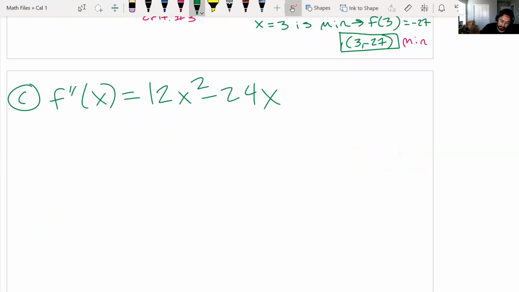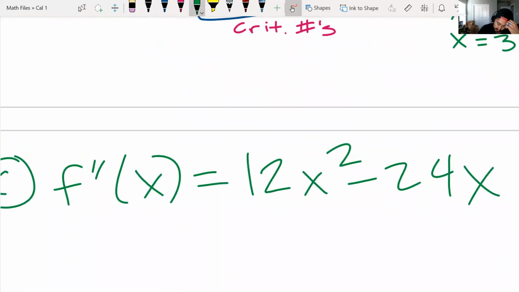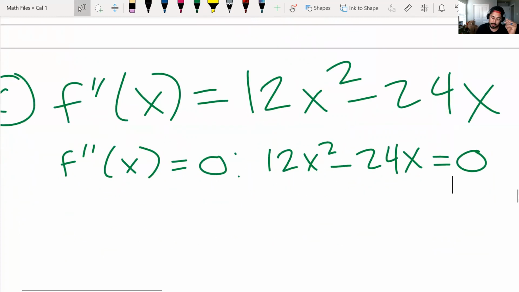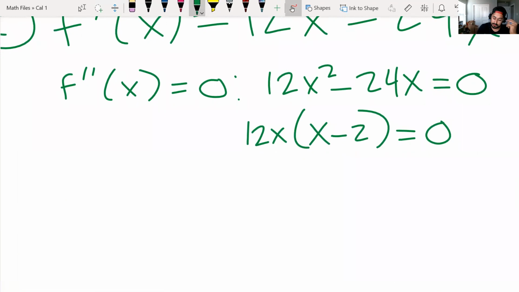Then take your second derivative, set it equal to 0. You get 12x squared minus 24x equal to 0. Solve for x. Take a 12x out, and you're left with x minus 2 equal to 0. Set these equal to 0, and you'll have x equals 0 and x equals 2.